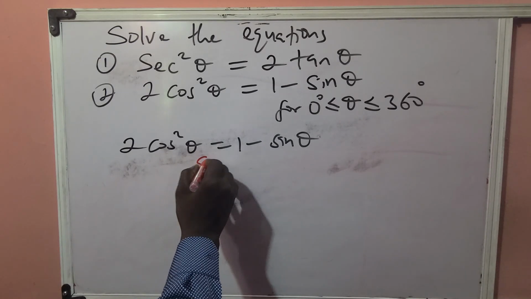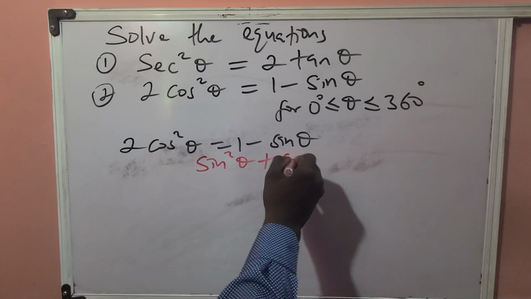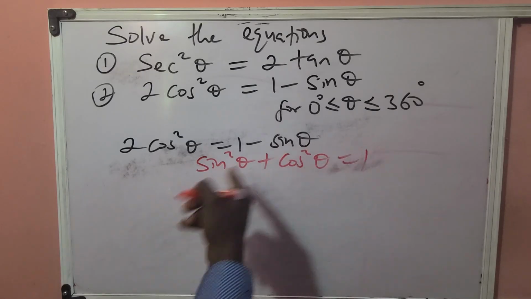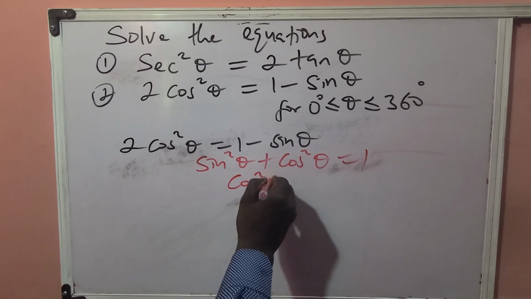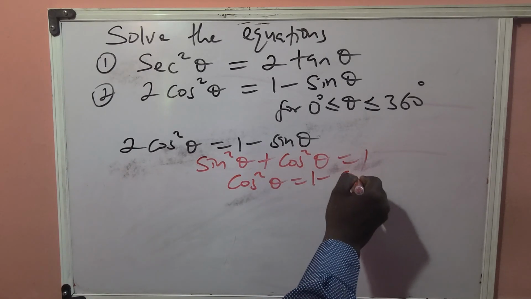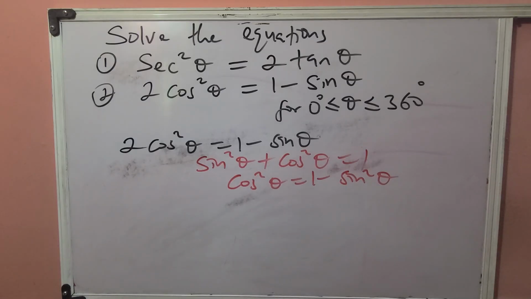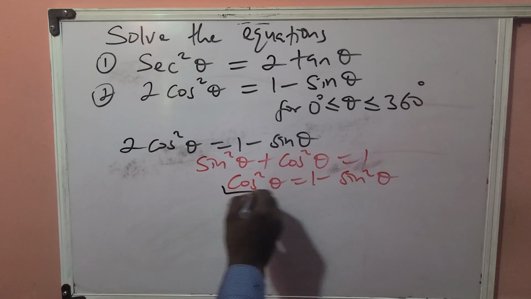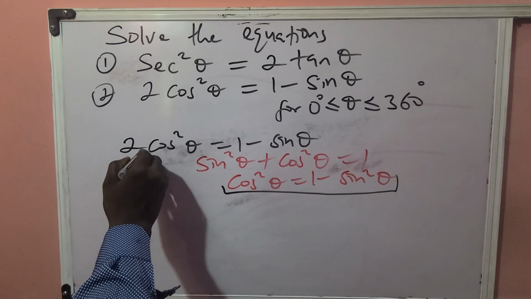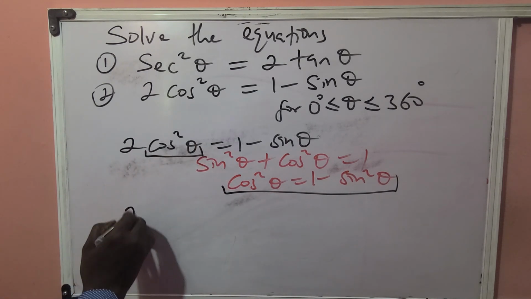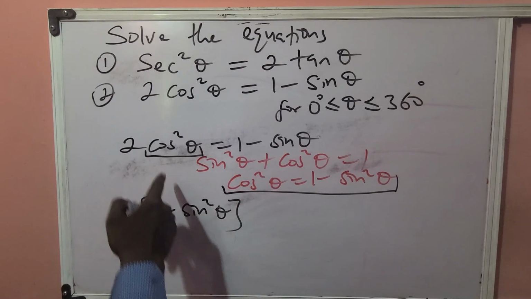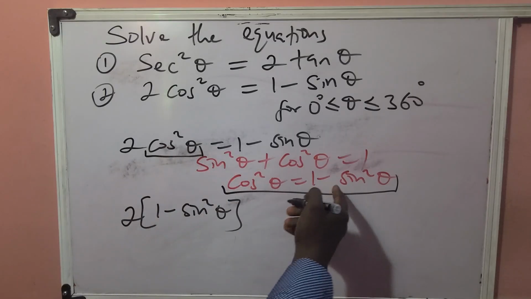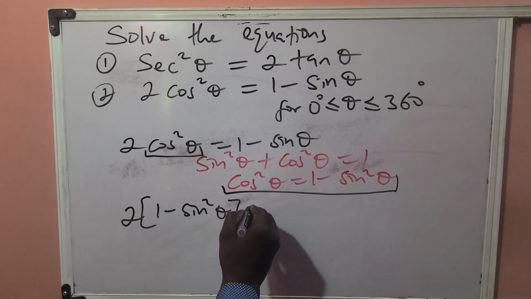But I remember that sine squared theta plus cos squared theta will be equal to 1. This is from our identity. So I can say cos squared theta will be equal to 1 minus sine squared theta. So in this case now, I fix what we have gotten here for our cos squared theta. So I would have 1 minus sine squared theta. Don't forget I'm fixing wherever I see cos squared theta to represent 1 minus sine squared theta.